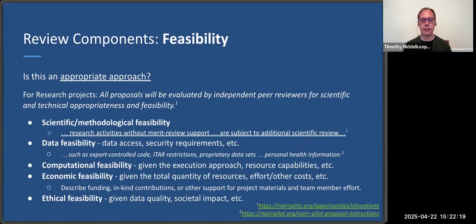Demonstrate data feasibility. Do you have the data? Do you have access to the data? Is it ready to use? Is it regulated data? Demonstrate computational feasibility. Does it work on a subset or a reduced model? Will it run on the requested resources? Will it scale?